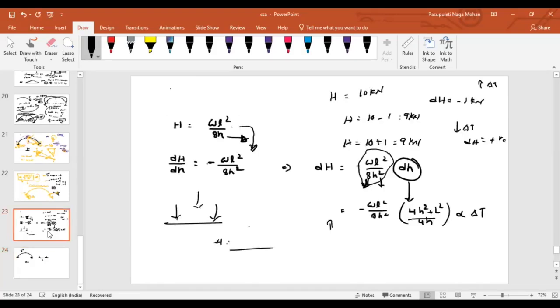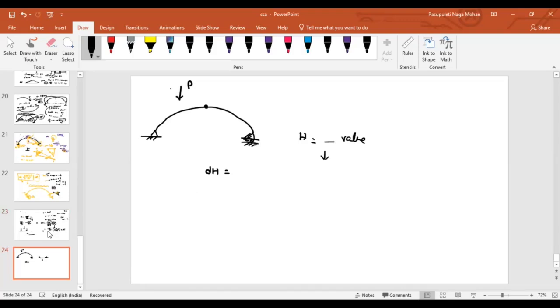In the previous case, as it is a standard case, we have written WL square by 8H, and then we have varied with respect to H, differentiated it, and then we have found something. But what happens now? If I have given you the standard set of values, just think about it. Think about the ways that I can find out. Can we find out or we cannot find out? Come on.